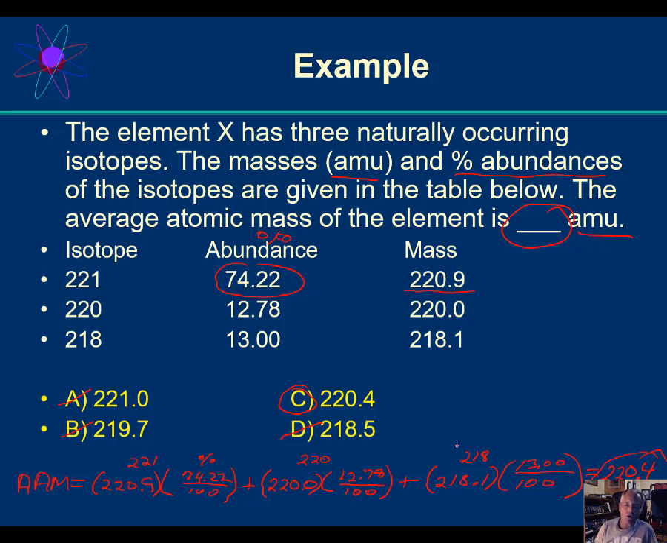You may be called upon to calculate the mass of one of the isotopes given the average atomic mass. Now, they may not give you the average atomic mass, but remember, if it's a real element, you can always get the actual weighted average of that element from the periodic table. Okay? All right, I think that's enough for this particular video.